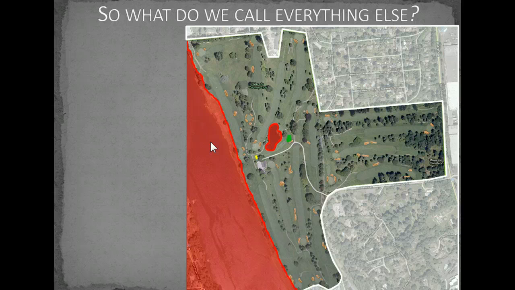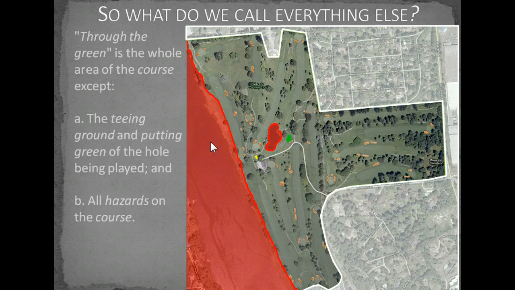This is a very important concept for you to understand. It's defined as through the green. Those 3 words, very important, through the green. It's the whole area of the course except the teeing ground and the putting green of the hole being played and all hazards on the course. So all the other space that we haven't already covered is through the green.